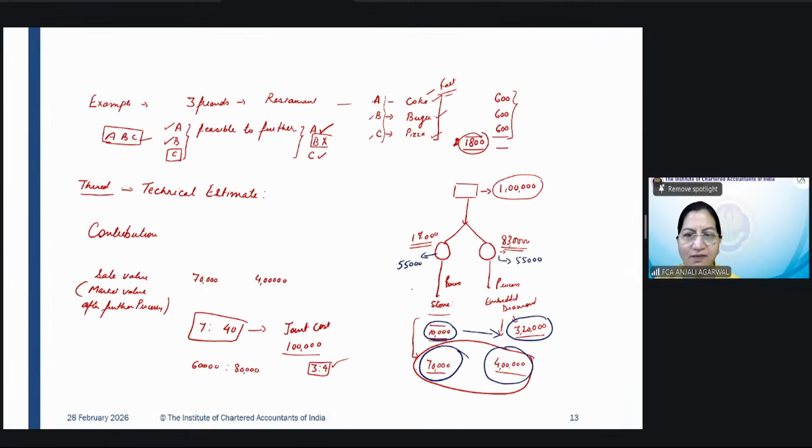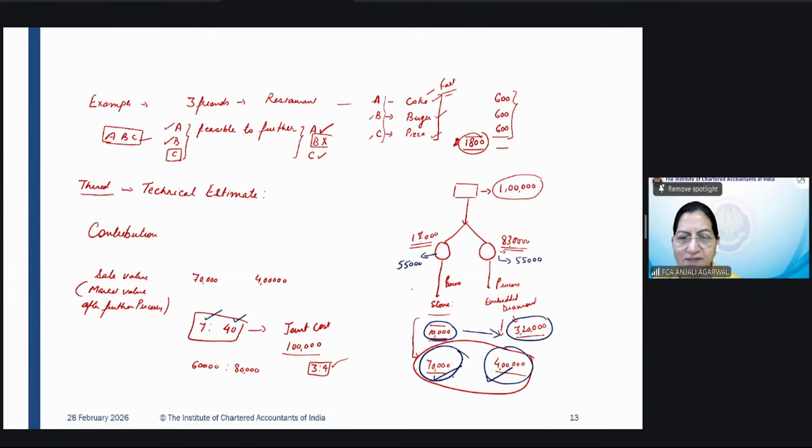So you can see here, if we use the market value after further processing, the ratio comes out to be 7:40, which is grossly wrong. Because I've told you that 100,000 was the gold and 50,000 was the two rings molded, which are exactly equal, and they have been molded exactly using the same process. So this means that 50,000 should be the share in joint cost. But if you look at the final sales value after further processing, it's totally wrong, 17 and 83 roughly.